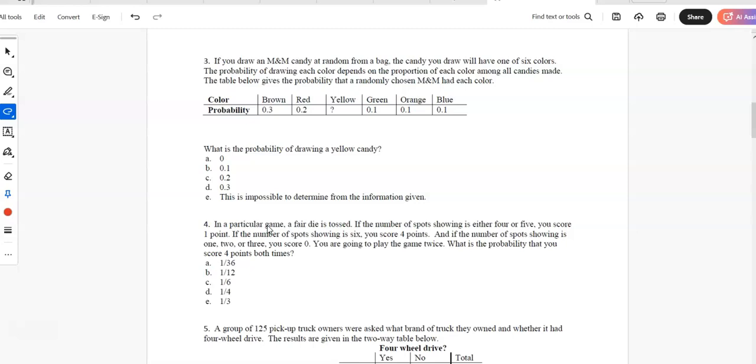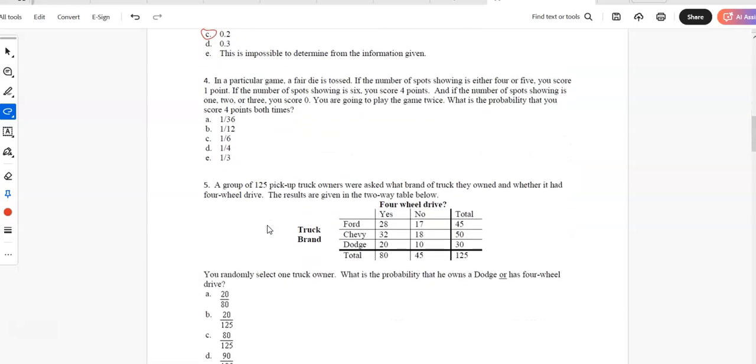Okay, so this one is not too bad. So add that up: 50%, 60, 70, 80. So this has to be 20%. It has to add up to 100% to be a valid probability model.